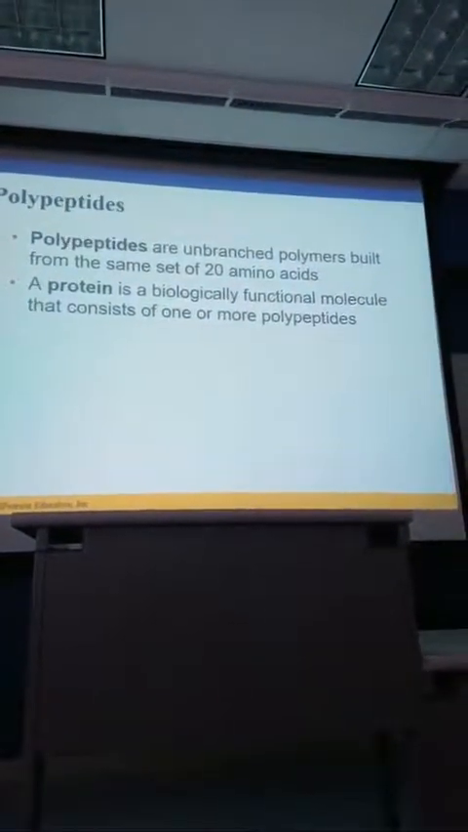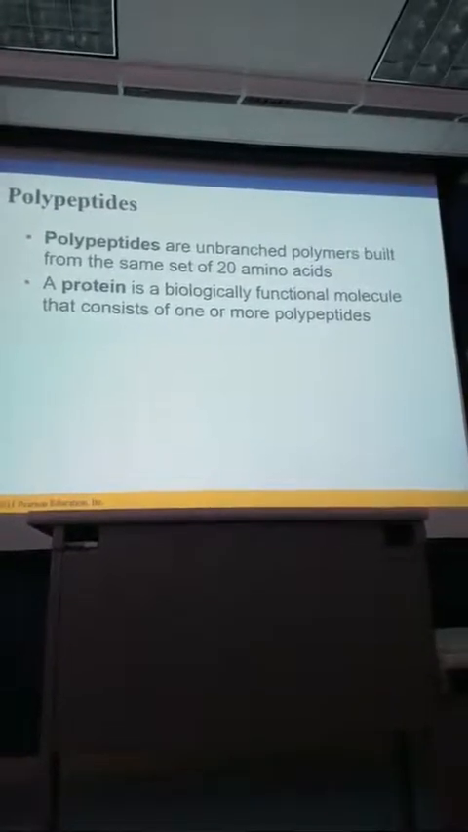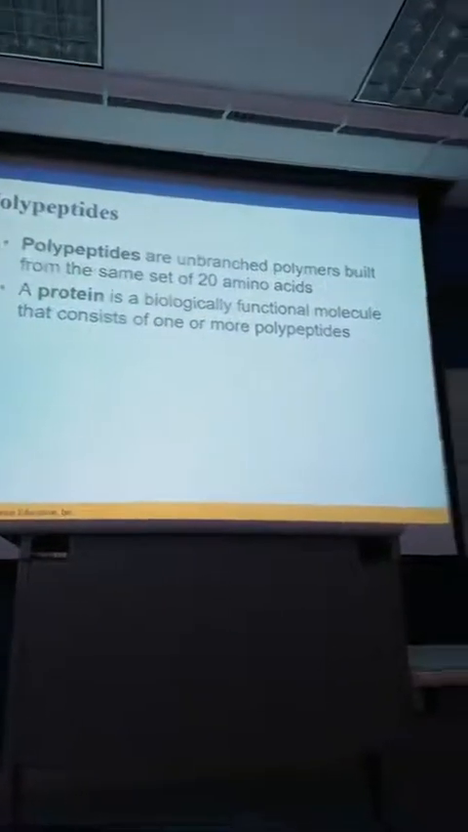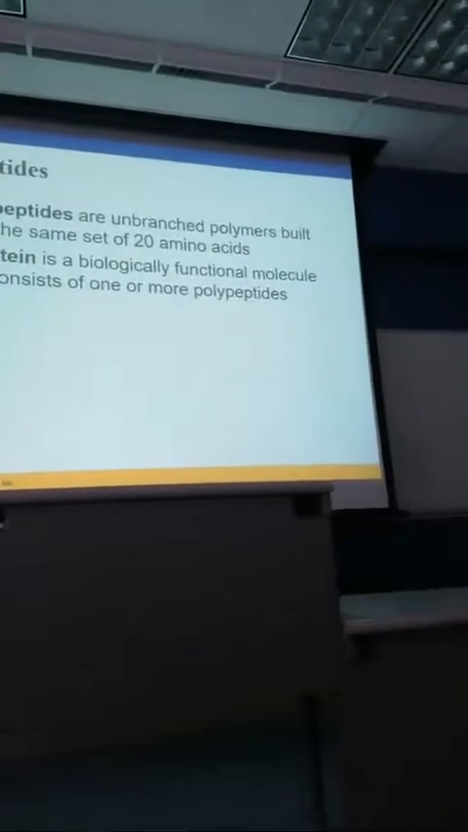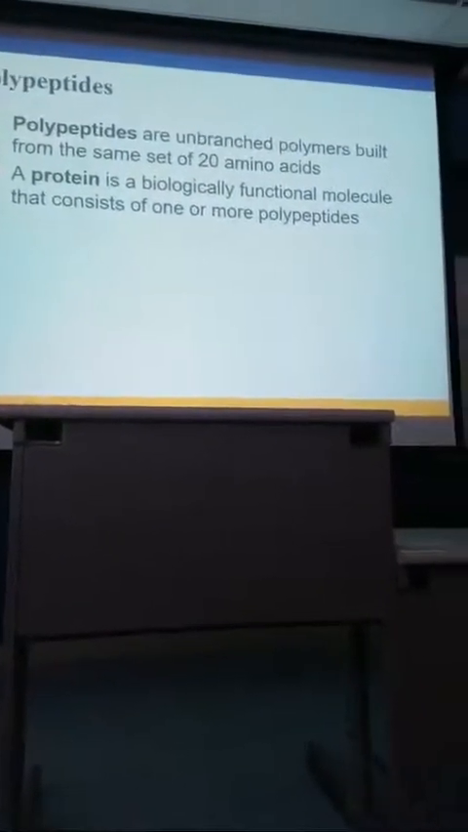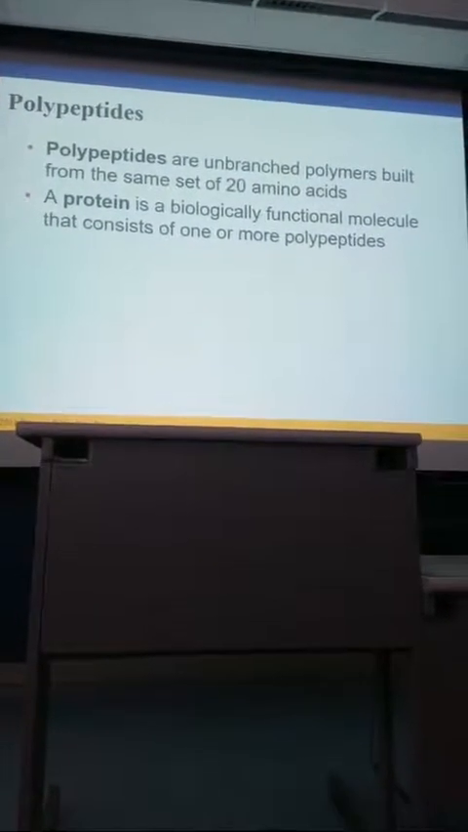Polypeptides are polymers built from amino acids. We only have 20 amino acids. 10 of those our body can make. We've got genes that will code for it. There are 10 that we cannot make, that must be in our diet. Those 10 that are in our diet are called essential amino acids. A polypeptide is a long polymer of amino acids. When that polymer becomes functional, then it is called a protein.